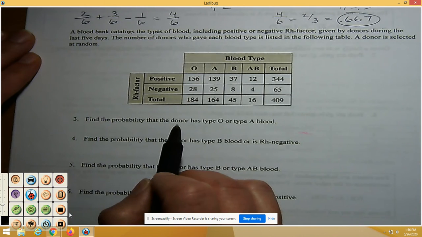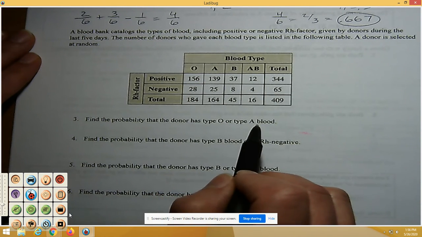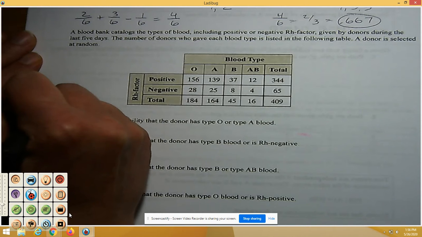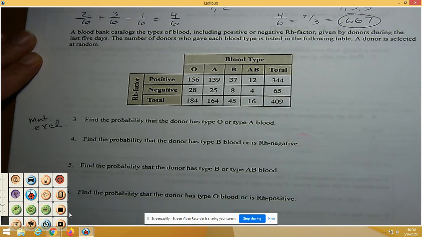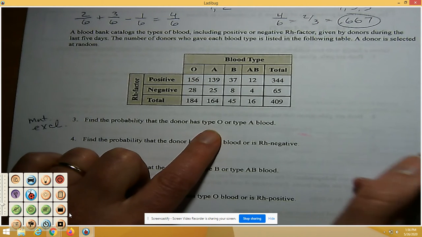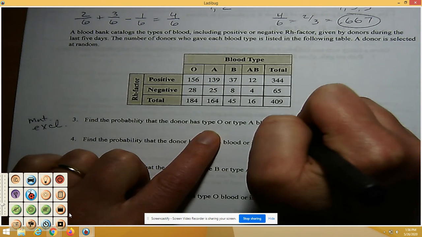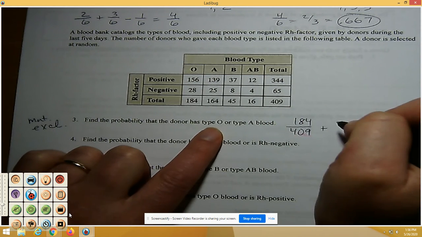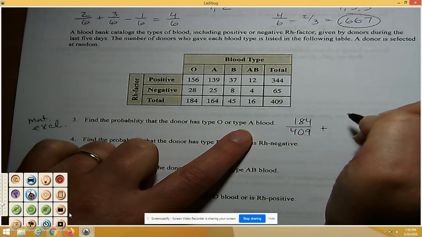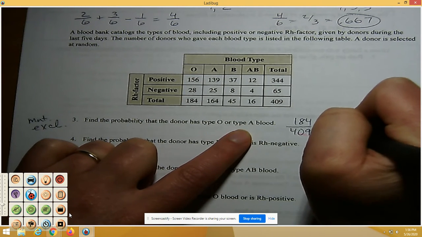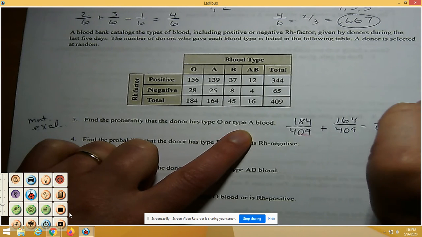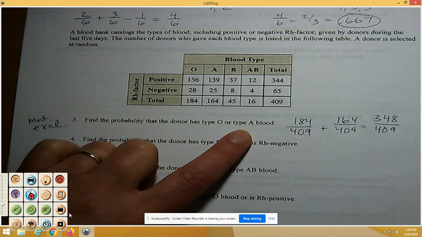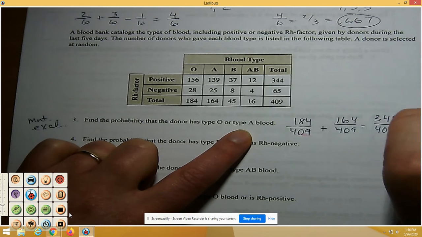So find the probability that the donor has type O or type B blood. So this is mutually exclusive, okay, because you won't overlap. So the probability of type O blood is 184 out of 409, plus the probability of type A blood is 164 out of 409. So remember, when you add, you keep the denominator, and we're going to get 340 out of 409, which will be 0.851.